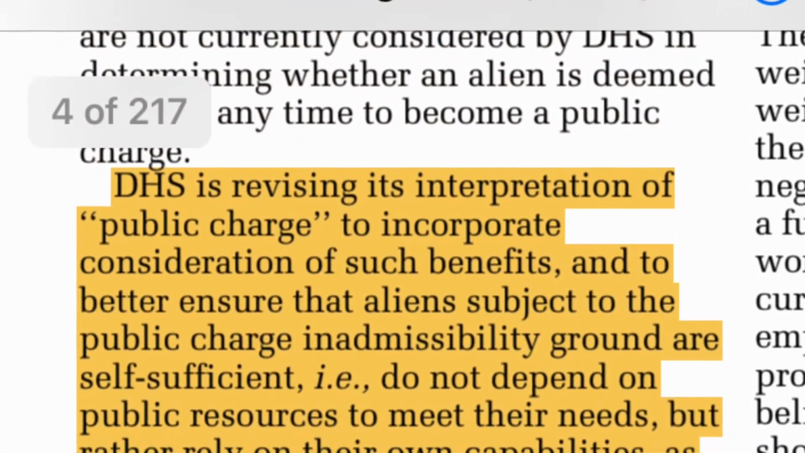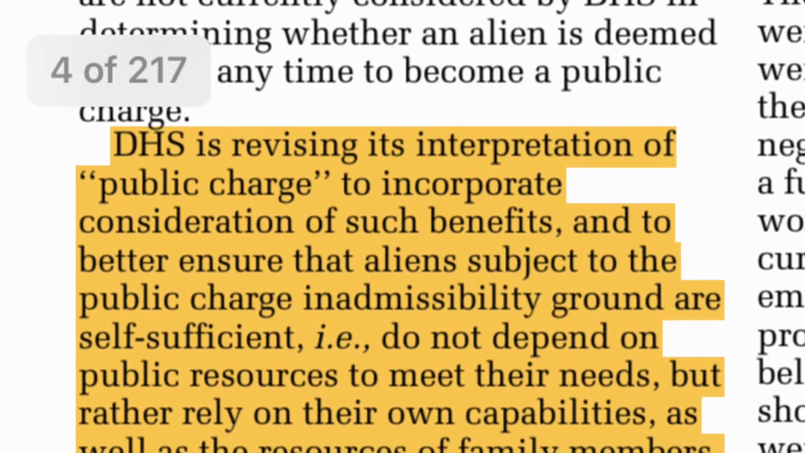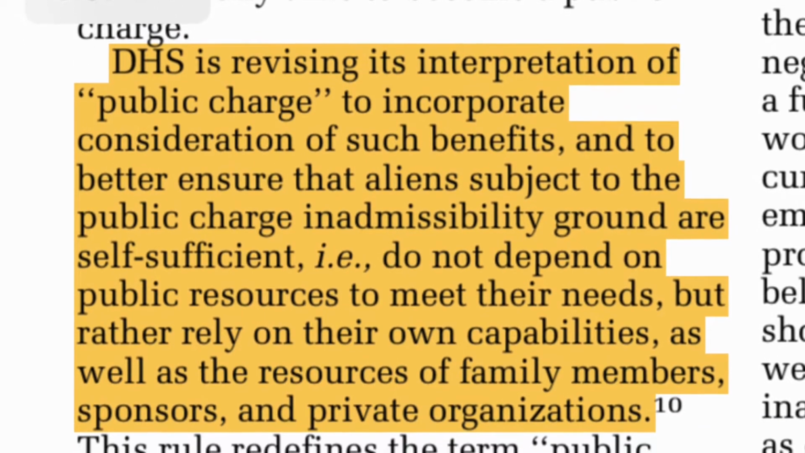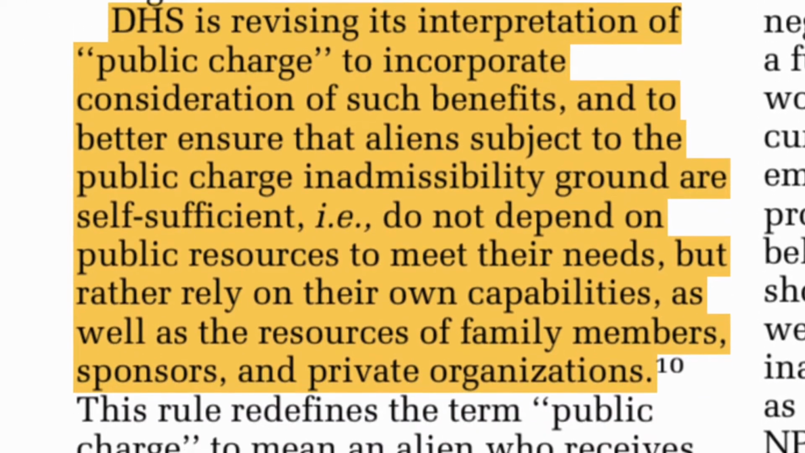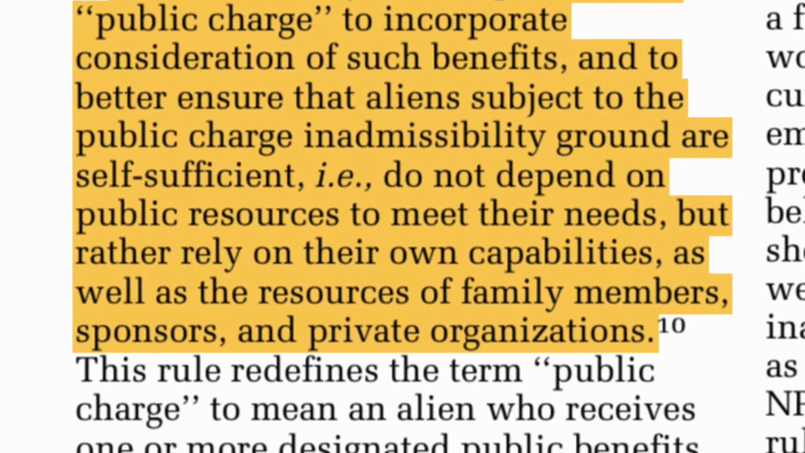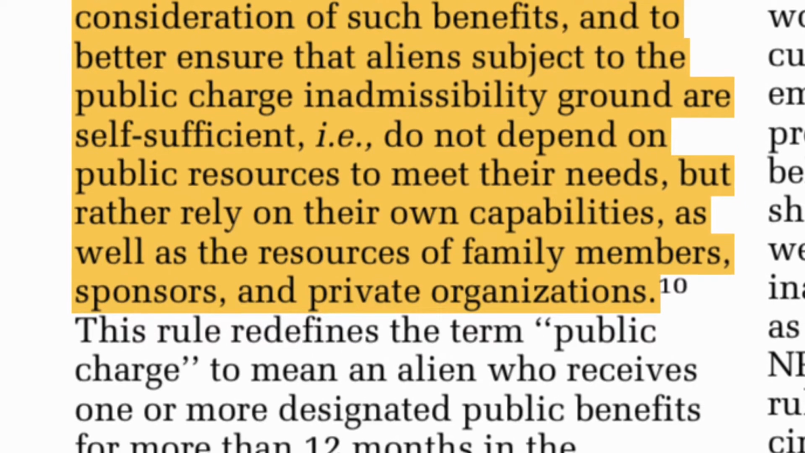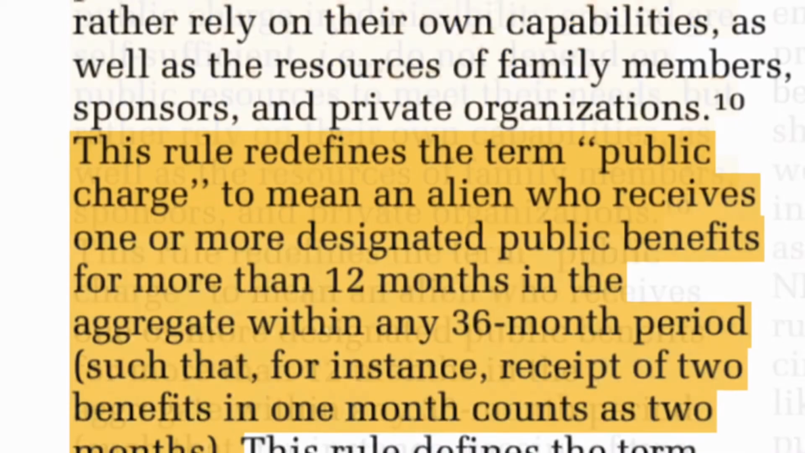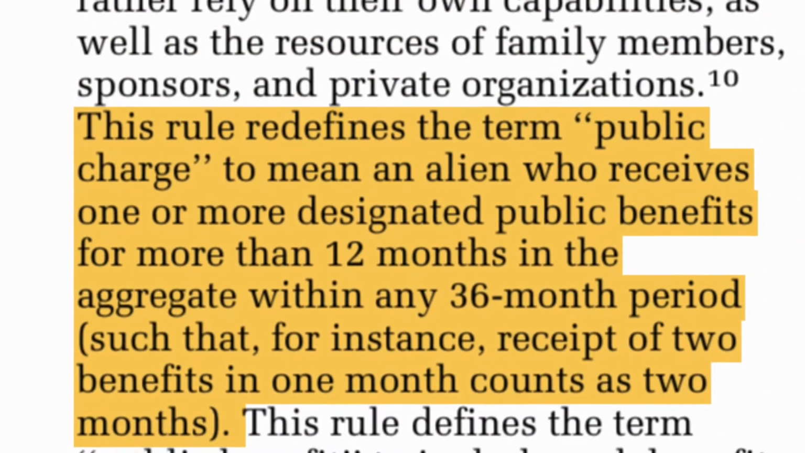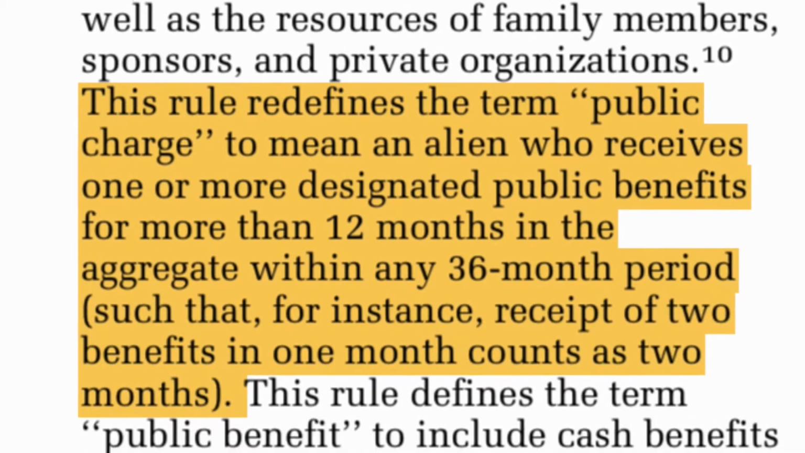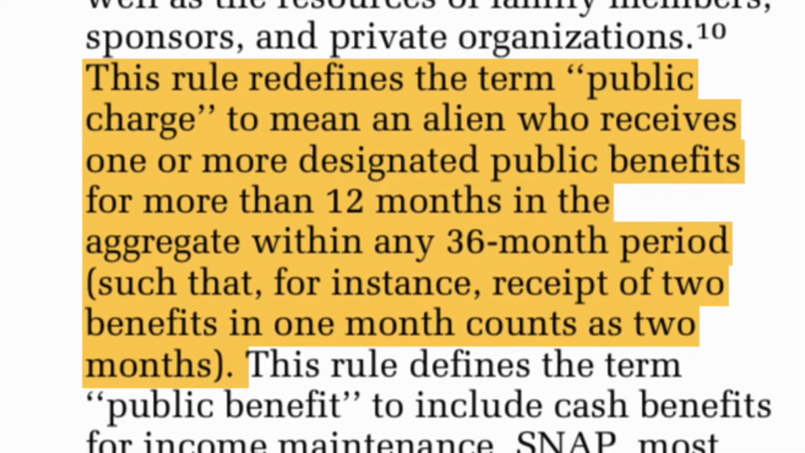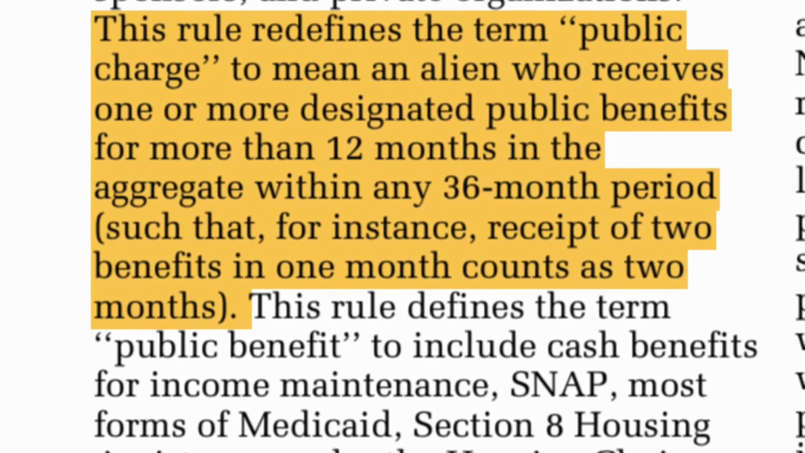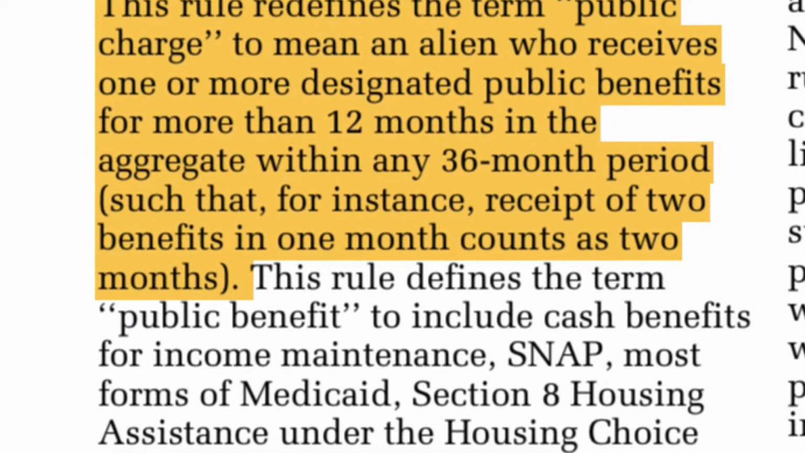DHS is revising its interpretation of public charge to incorporate consideration of such benefits and to better ensure that aliens subject to the public charge inadmissibility ground are self-sufficient. That is, do not depend on public resources to meet their needs, but rather rely on their own capabilities as well as the resources of family members, sponsors, and private organizations. This rule redefines the term public charge to mean an alien who receives one or more designated public benefits for more than 12 months in the aggregate within any 36-month period, such that, for instance, receipt of 2 benefits in 1 month counts as 2 months.